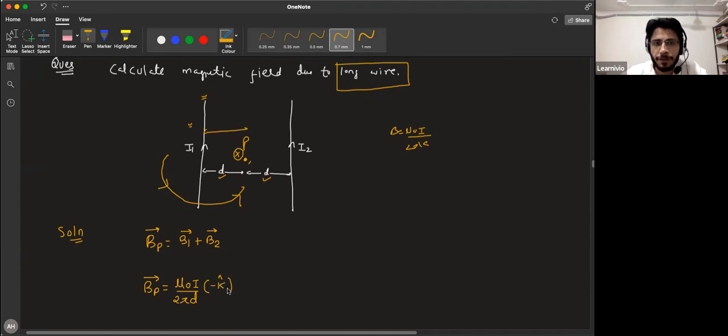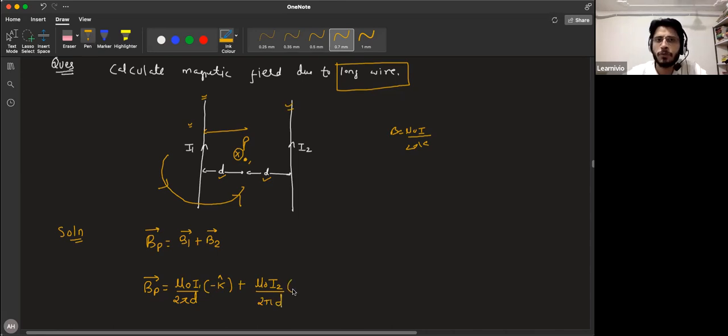Minus k, right? Plus. Hishma, what will be the expression of magnetic field due to this second wire? Mu 0 into I2 by 2 pi D. And what will be the direction of magnetic field? Magnitude is right.